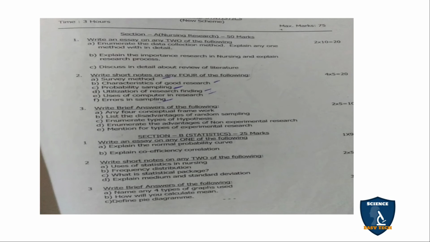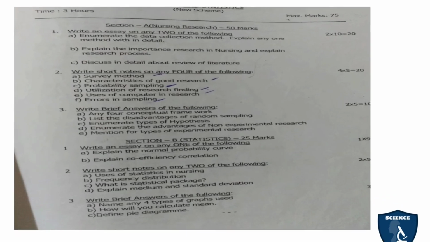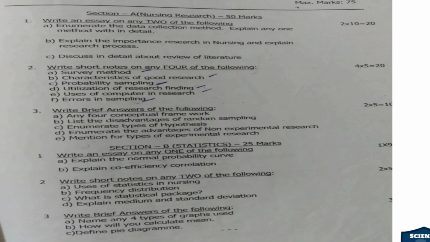This question paper here is missing. Thus we will see in nursing research what they have given. Essay, enumerate the data collection method, explain any one method in detail. Next, 1B, explain the importance of research in nursing and explain research process. 1C, discuss in detail about review of literature.